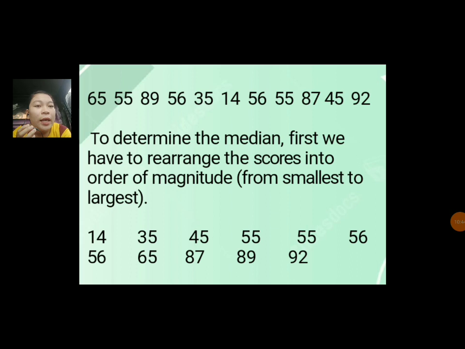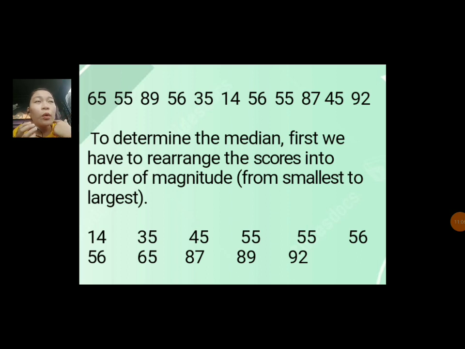Therefore, once it is arranged, your next thing to do is to identify where the median is. Since we count 1, 2, 3, 4, 5, 6, 7, 8, 9, 10, 11, this is 11. So this is an odd number of scores.